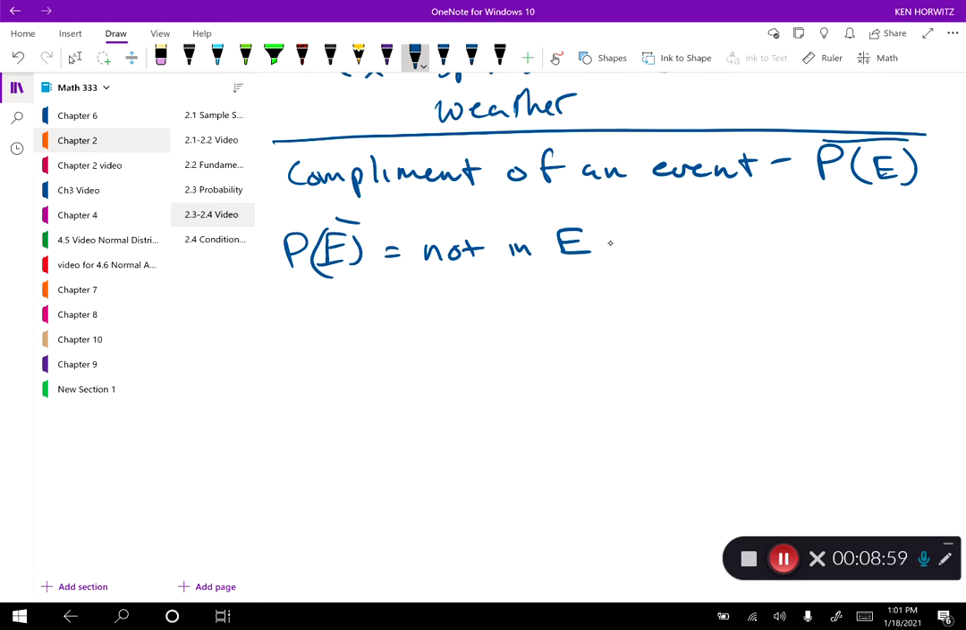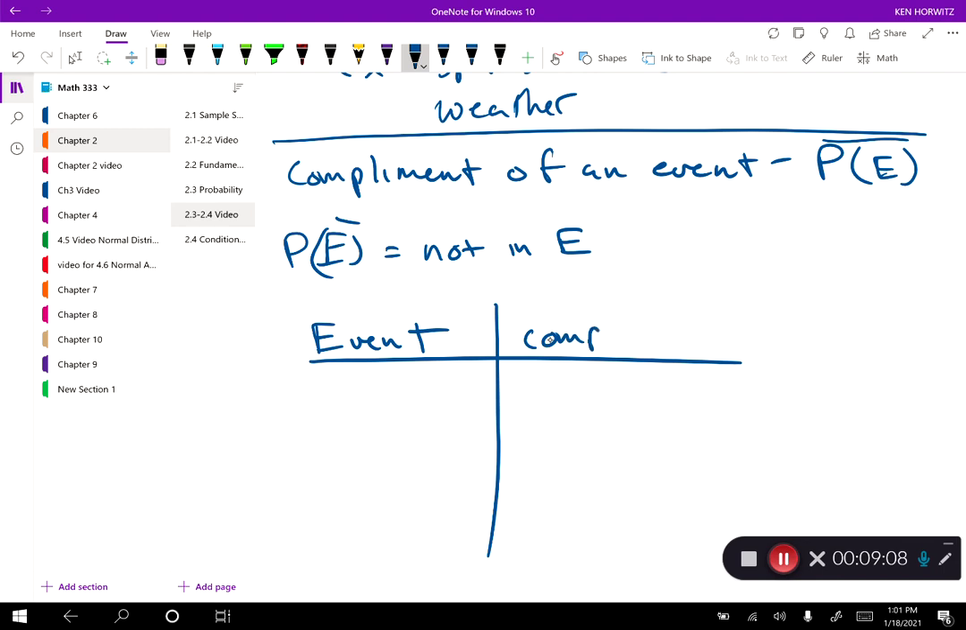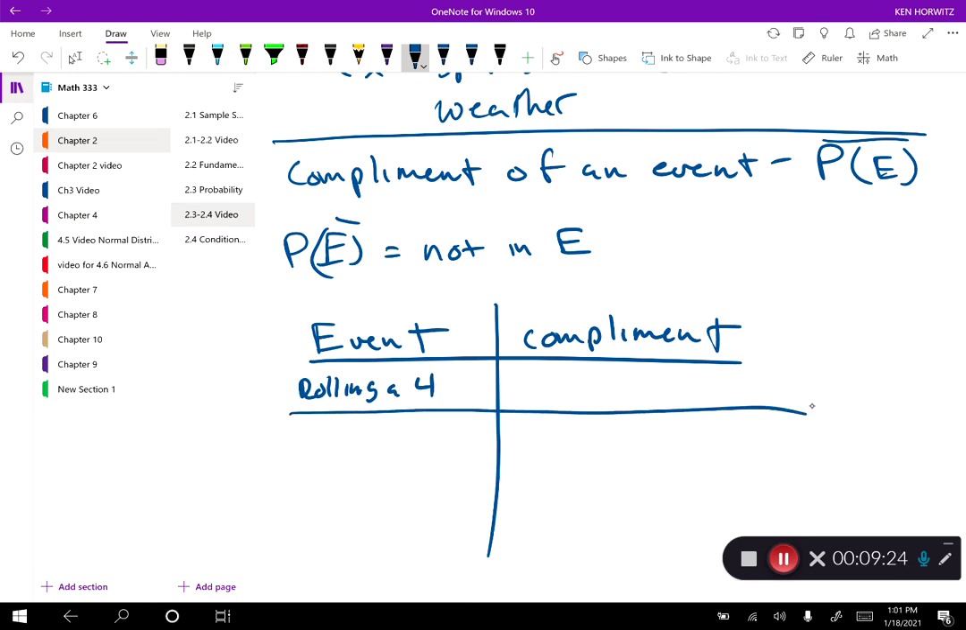So for example, if my event is rolling a four, and pretty much when I'm talking about rolling a dice, unless I otherwise specify, assume I'm talking about a standard six-sided dice. So this would be rolling a four on a six-sided dice. The complement would be one, two, three, five, six, or you could say the event is not rolling a four.